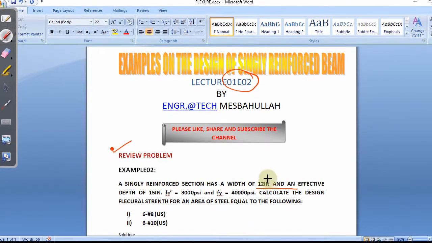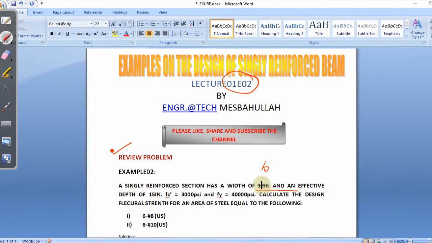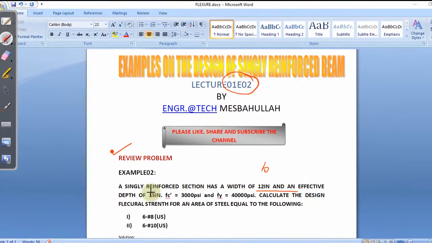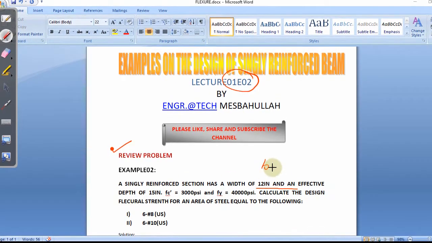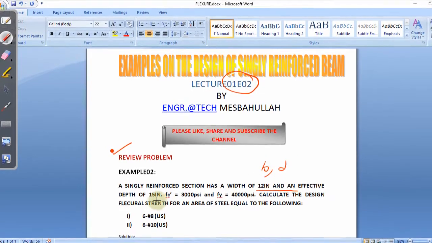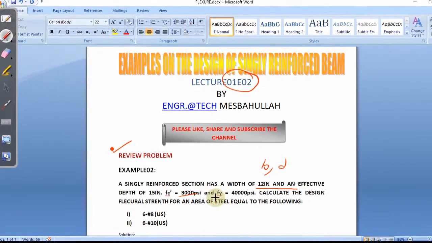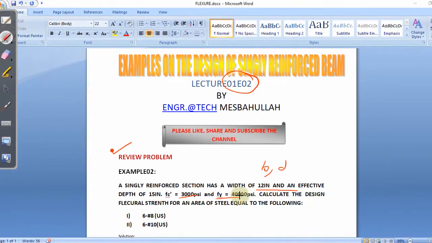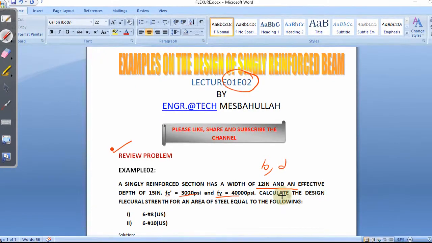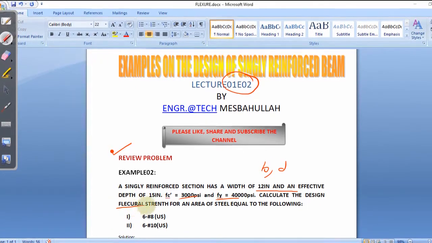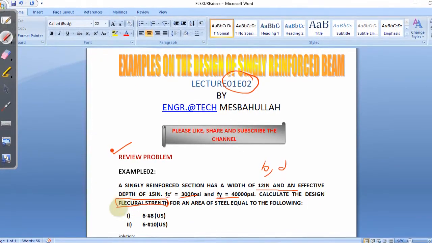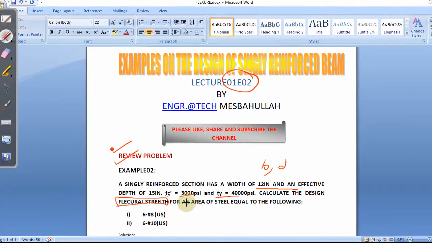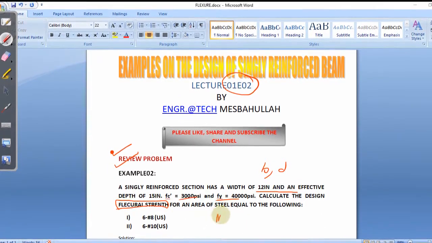So the b is given, that is 12 inches, and an effective depth. Effective depth means d, so d is 15 inches. fc prime is 3000 psi and fy is 40,000 psi, right? Calculate the design flexure strength. So this means what? This is a review problem, right? Because we have to find out the Mn value.